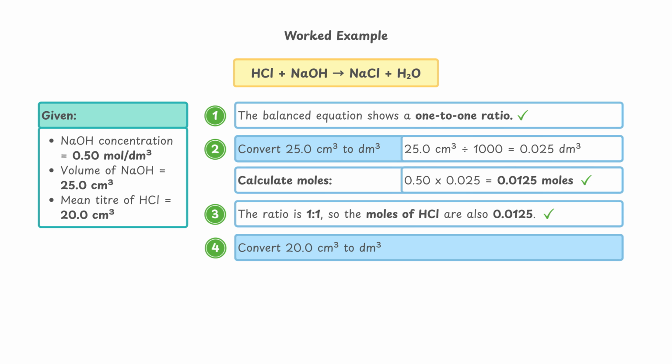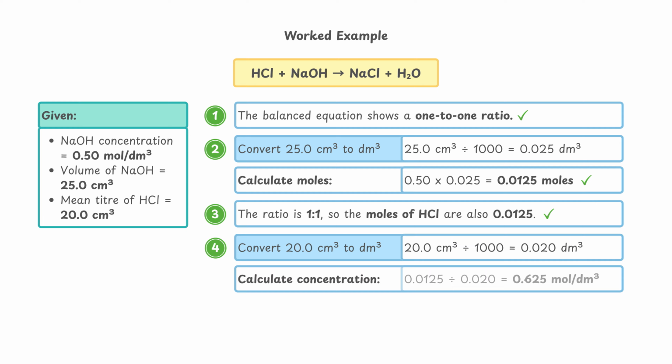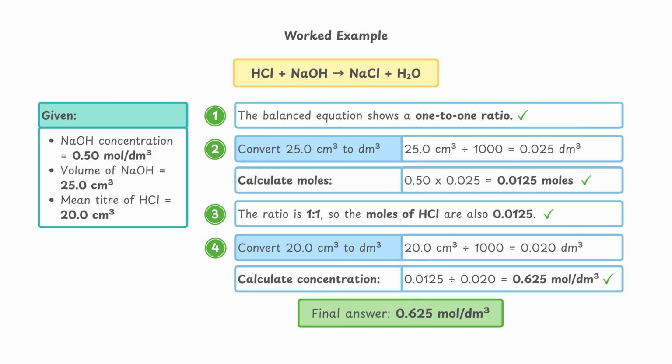Step 4. Convert 20.0 centimeters cubed to 0.020 decimeters cubed. Now calculate the concentration. 0.0125 divided by 0.020 equals 0.625 moles per decimeter cubed. Final answer, 0.625 moles per decimeter cubed.